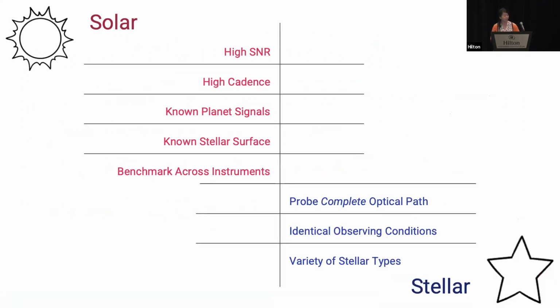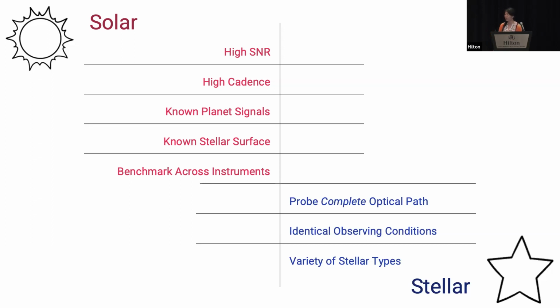And so it's definitely not a competition, but if it were a competition between the sun and other stars, what are the kind of benefits that we get from observing these two different stars? When we observe the sun, we obviously get extremely high SNR data, and also because it's so bright and so easy to observe, we get extremely high cadence, extremely regular data sets. With the sun, we also know of all the planet signals, planet 9 aside, that we can remove from the data set, and we have a lot of data observing the sun in different ways, and so we have a very good understanding of the stellar surface. With all of these known properties, it allows us to benchmark across the different instruments, which all happen to be observing the sun at the same time.